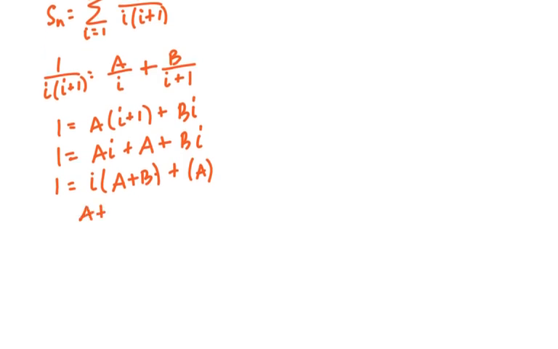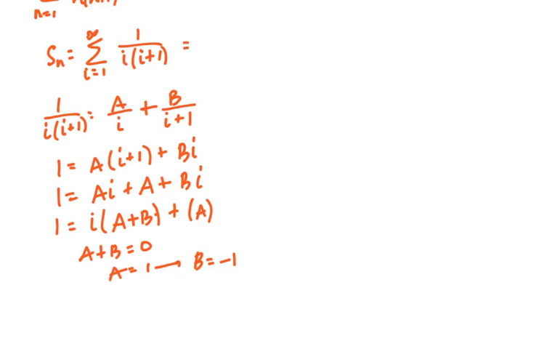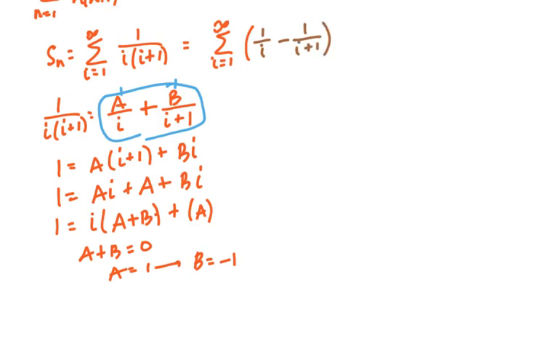So then A plus B equals 0, and A equals 1, so B equals -1. That means we can come back up to our summation and say that this is the sum from I equals 1 to infinity. We're going to plug them in where A is 1 and B is -1. So we have 1 over I plus a -1, which makes -1 over I plus 1.